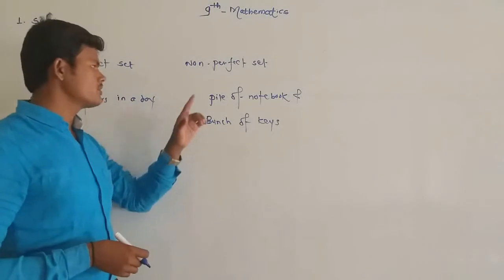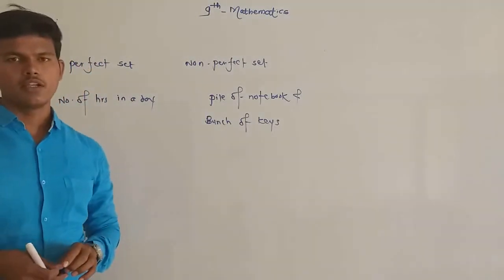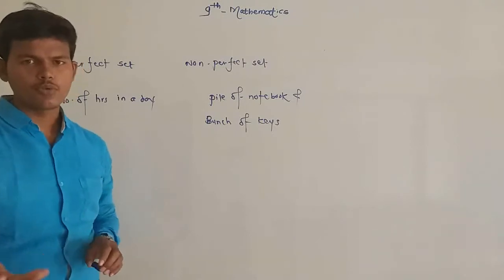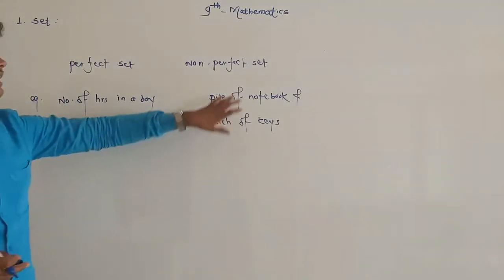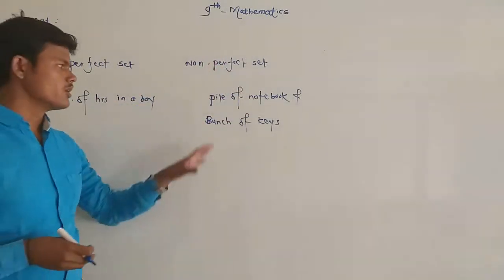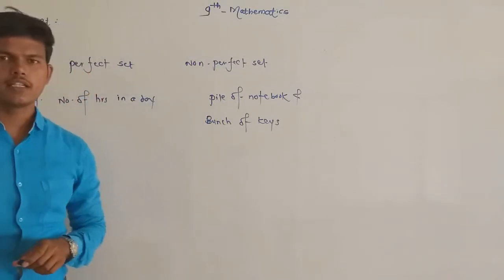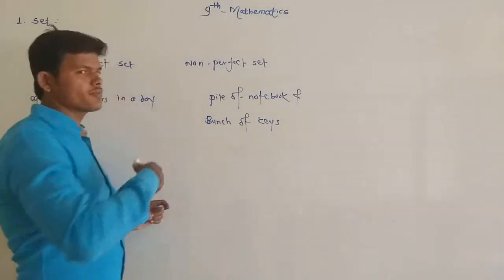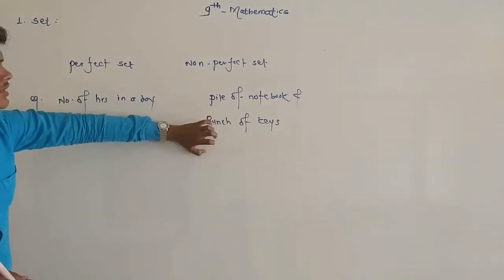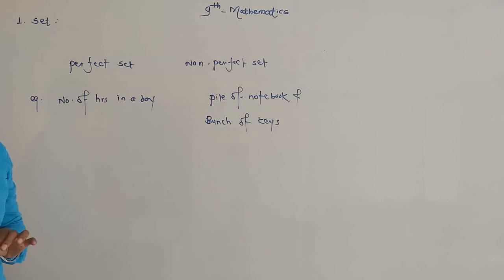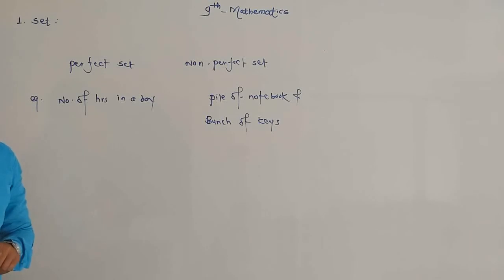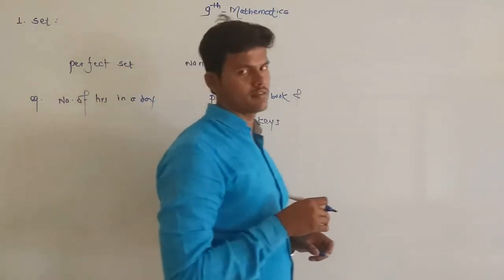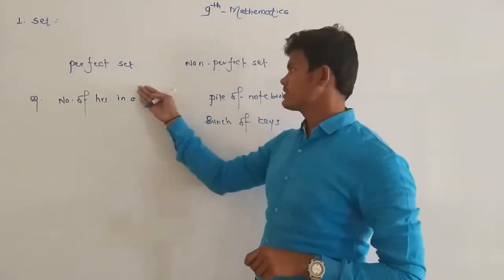But take the example of a pile of notebooks. Here we are adding notebooks or removing notebooks, so this is a type of non-perfect set. Is it defined how many notebooks there are? No. Or a bunch of keys: we are adding keys as well as removing keys. That means a bunch of keys or a pile of notebooks is not a perfect example of a set, but the number of hours in a day is a perfect example, because it is already defined that a day has only 24 hours. That is the difference between a perfect set and a non-perfect set.